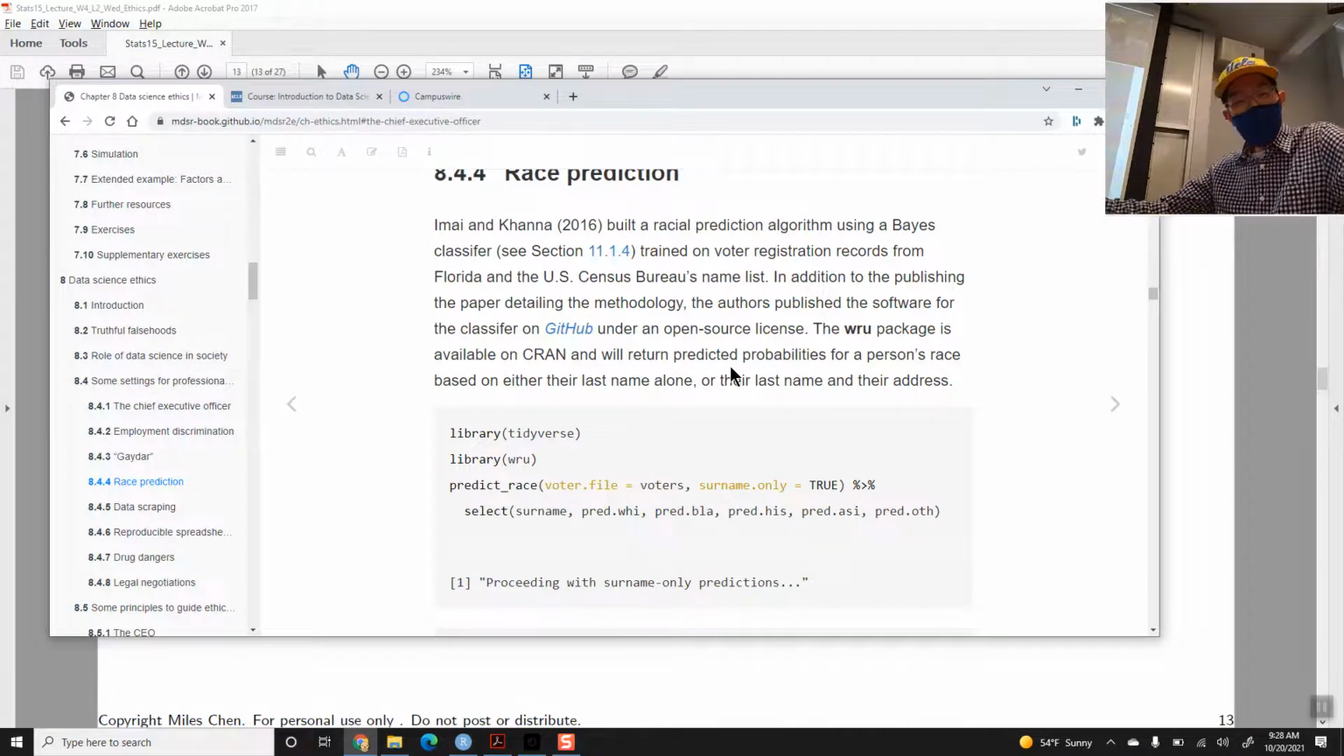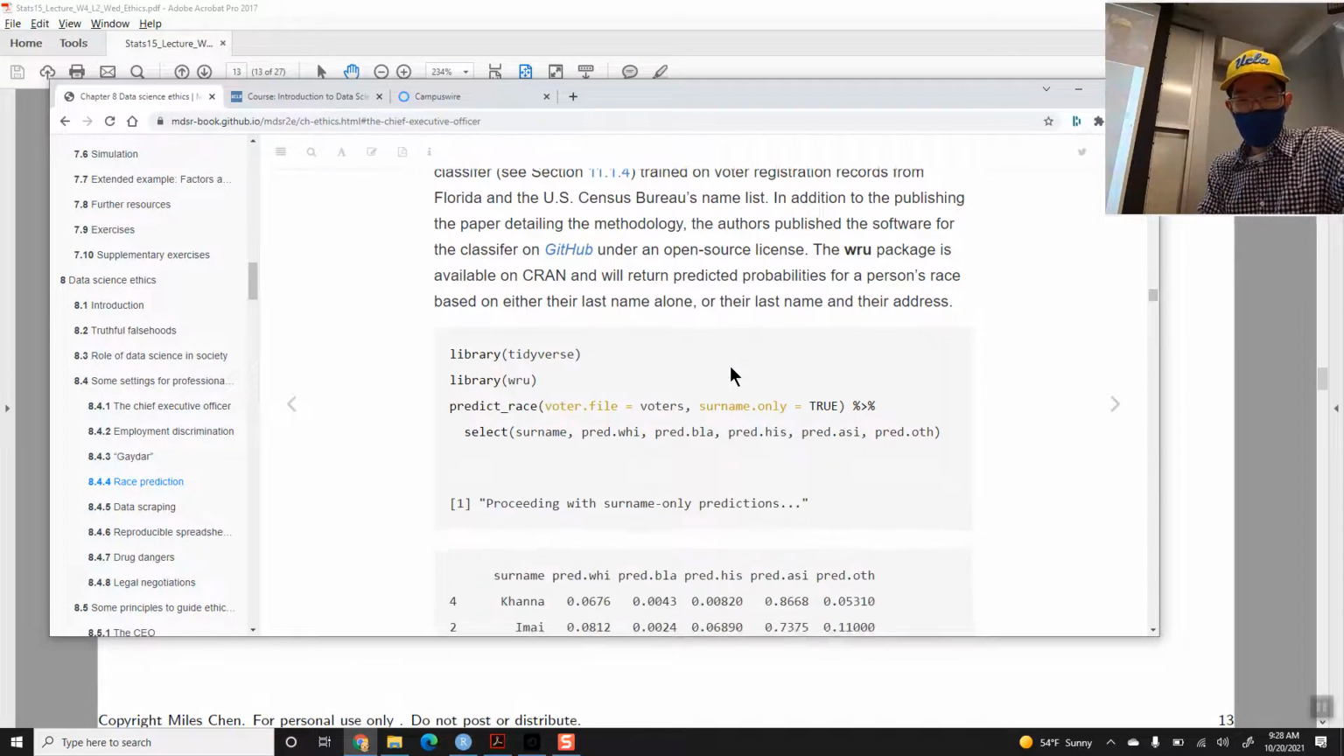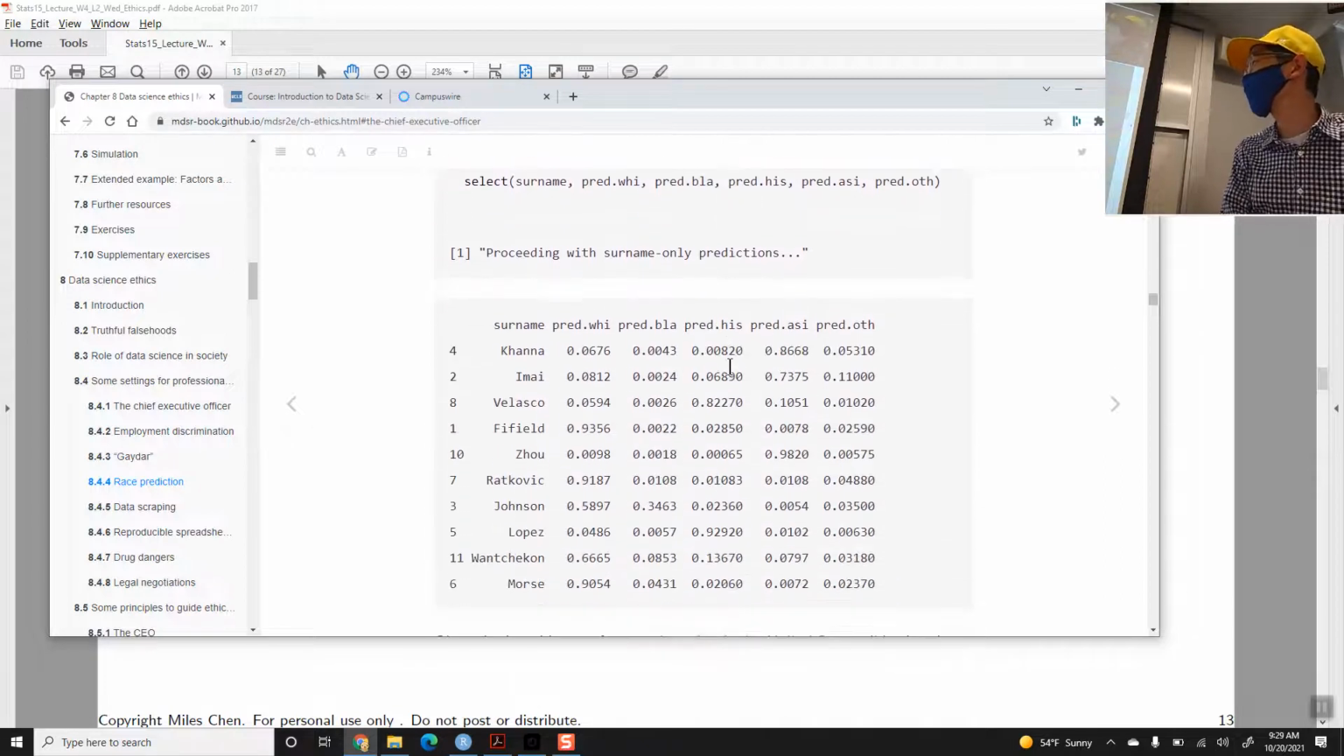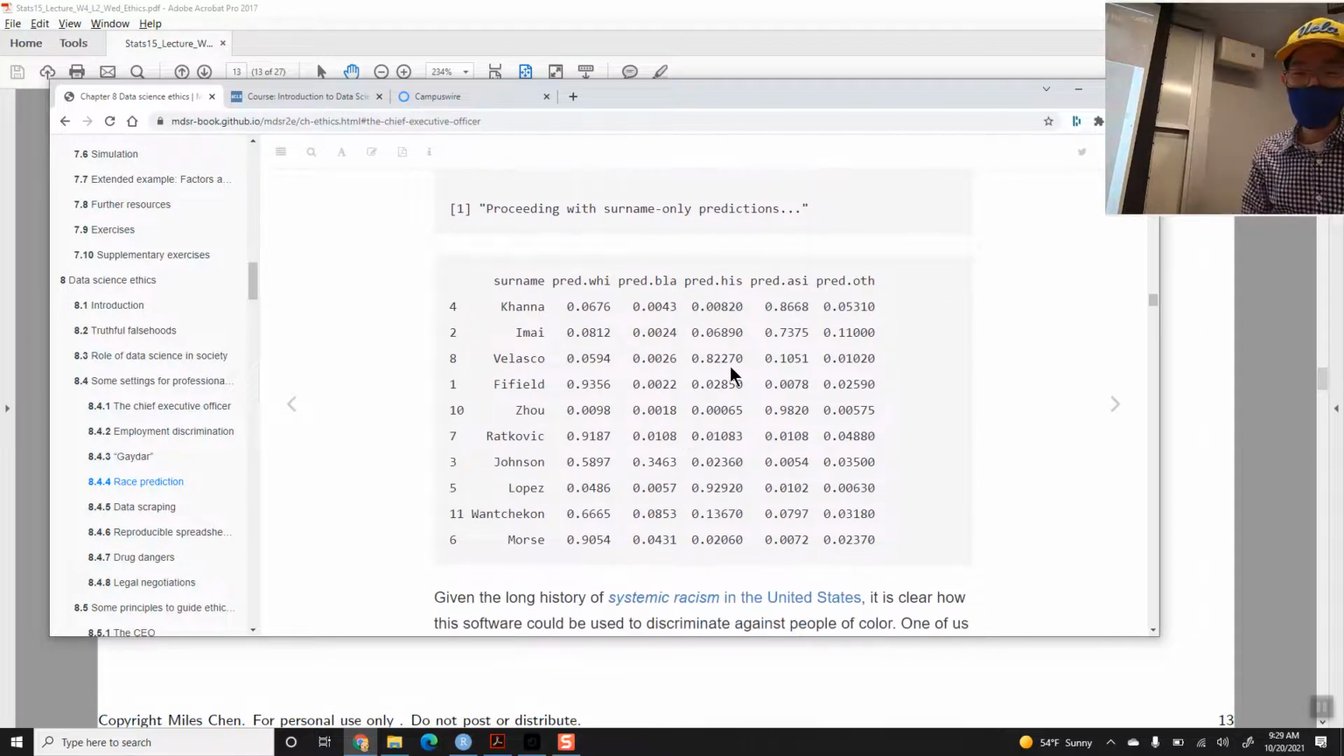Basically, some researchers did something similar. They were looking at last names and also addresses and things like that. And they came up with this thing that said, given a certain last name, what is the race that we would predict? And they predicted some percentage white, black, Hispanic, or Asian, or other. And this is kind of their thing.